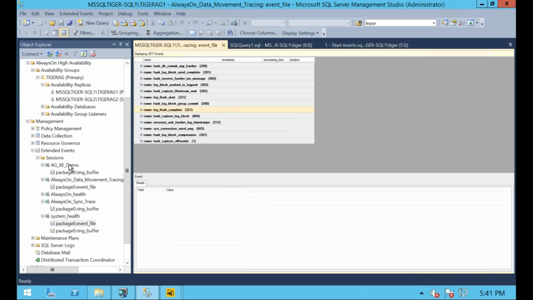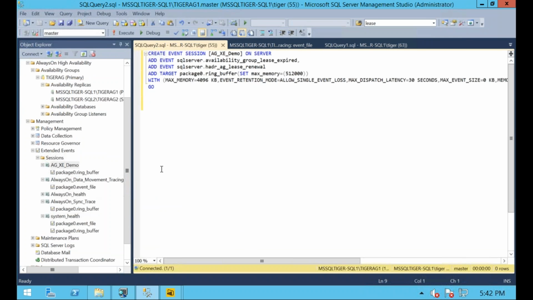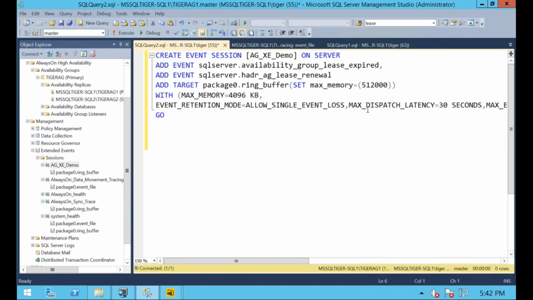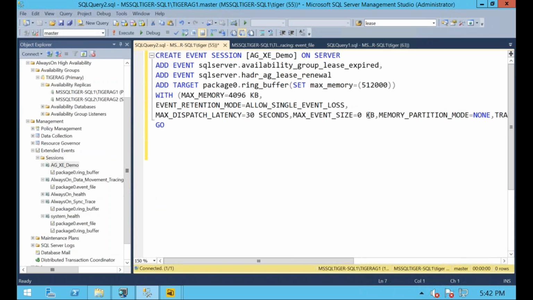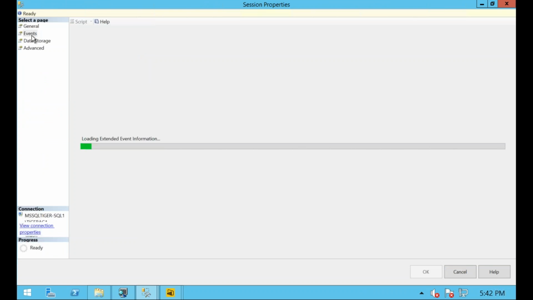Okay, so let's talk one by one. If I talk about the availability group extended event demo session, which was capturing the lease timeout and the lease renewal, the lease renewal is very chatty. So when you're configuring the extended event session, let's look at the session properties. For now, I don't have any kind of rollover capabilities, but when you're configuring the event, you can choose in your targets to have a rollover capability.